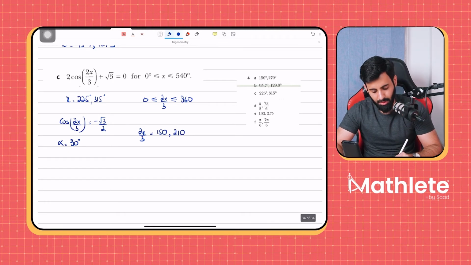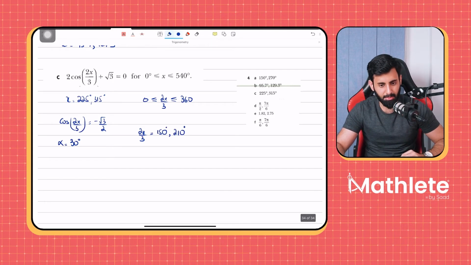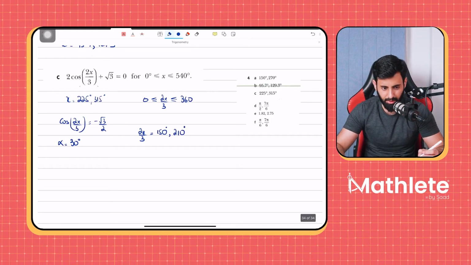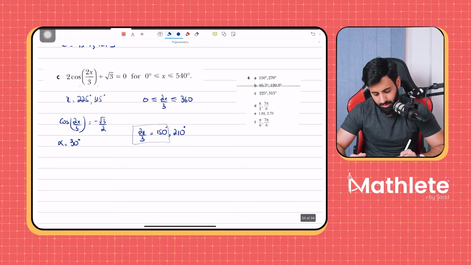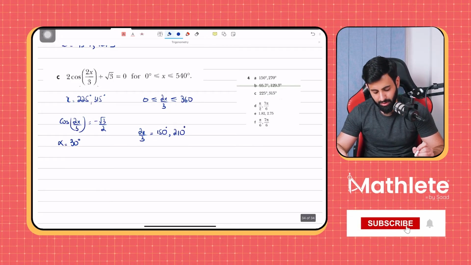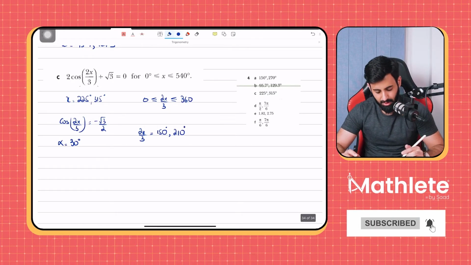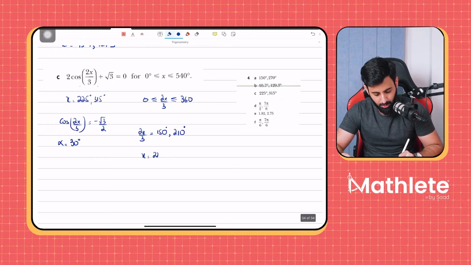What do you do then? You multiply all the values by 3, divide by 2, just like you would solve any other equation. Take this. How would you solve this? Into 3, divide by 2. And then take 2 upon 3x, equate it to 210 into 3 divided by 2. So you'll have your final answer 225 and 315.